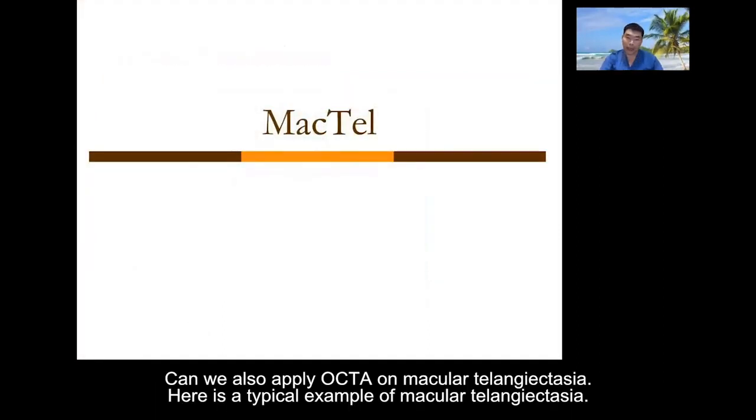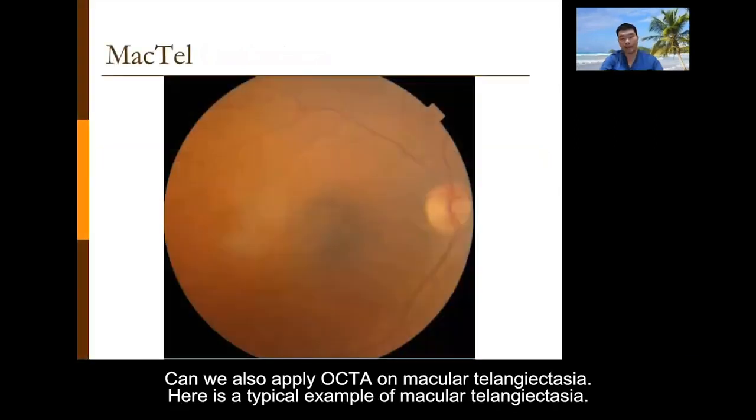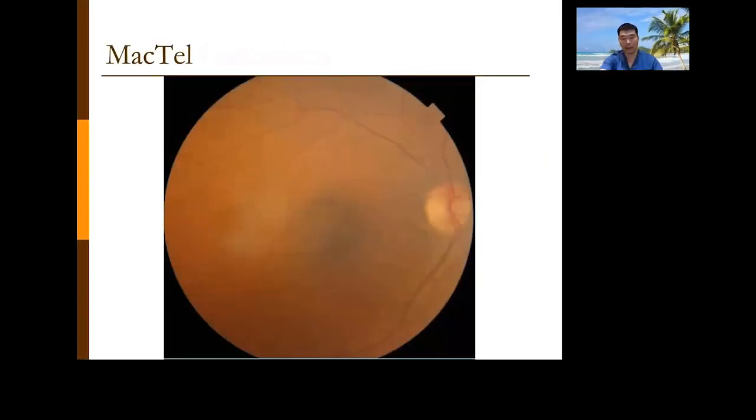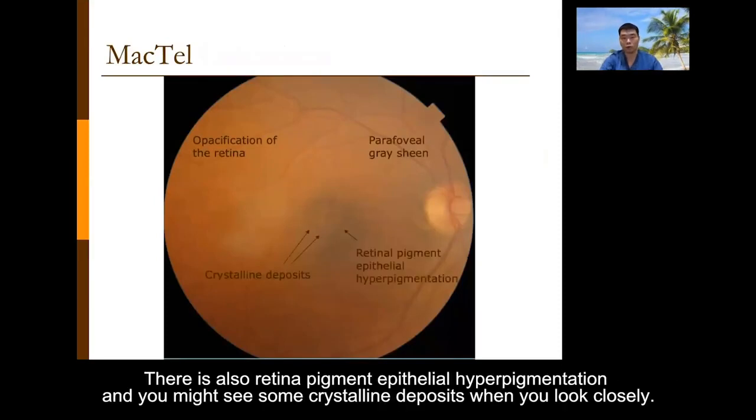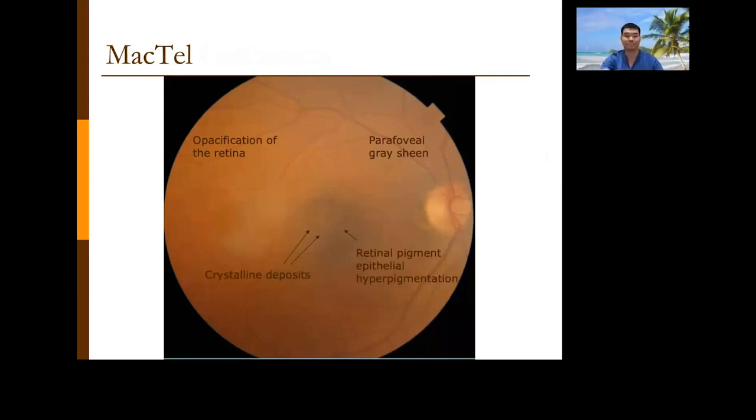Can we also apply OCT-A on macular telangiectasia? Here is a typical example on this photograph of macular telangiectasia. The clinical signs are that of the opacification of the retina with a parafoveal gray sheen. There's also retinal pigment epithelial hypertrophy, and you might see some crystalline deposit if you look closely.